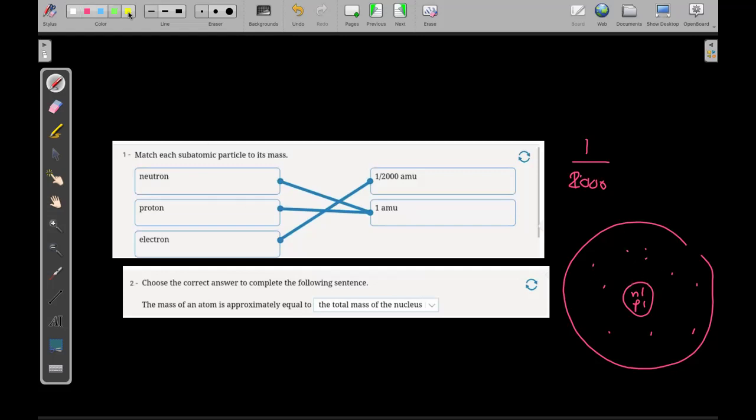So we can say that the mass is concentrated where? The mass is concentrated in the nucleus. So the total mass of the atom is essentially the mass of the nucleus. Okay?